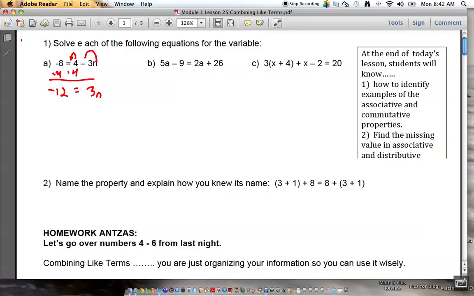But what kind of 3n is this, everybody? Negative. So I need to divide by negative 3, and I get that n is equal to 4. Okay? Any question on that guy?